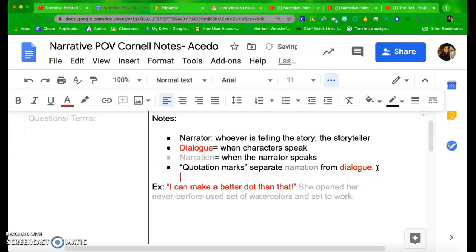Here's an example from The Dot, which you should have seen multiple times in my class. Vashti says, "I can make a better dot than that." She opened her never-before set of watercolors and set to work. Okay, so because Vashti says this, it is in quotation marks. It is dialogue. Vashti is speaking. But that's why when we talk about citing evidence, it doesn't just have to be limited to dialogue or words that are already in quotation marks, because you can actually pull as cited evidence the narration.